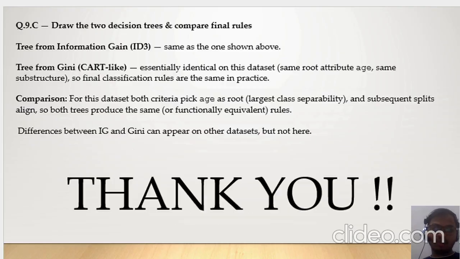And now C part: draw two decision trees and compare finally. Then the same as shown above, and a tree from the career and standard indicator, and the comparison of the two data sets, the difference between them.